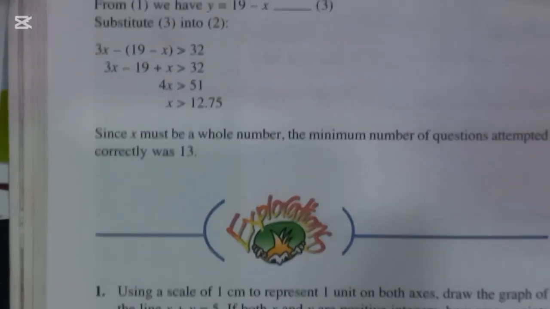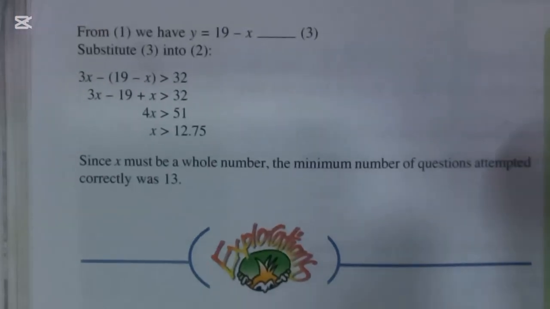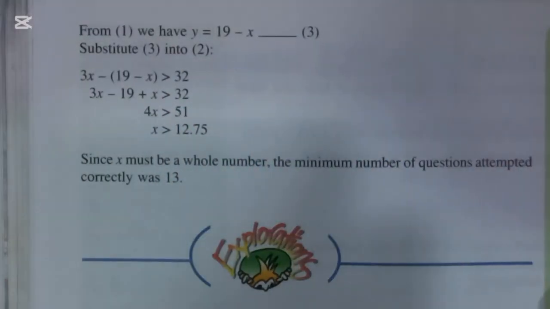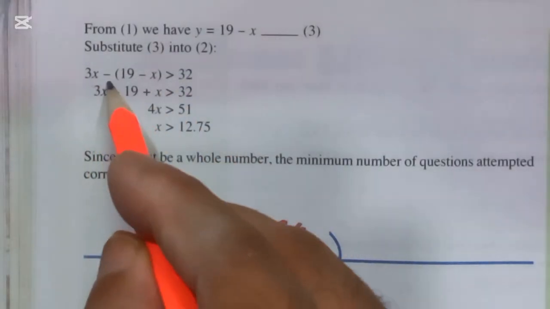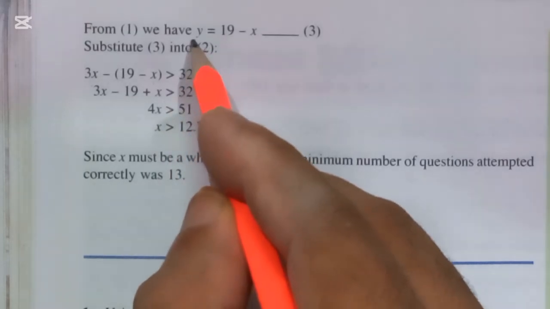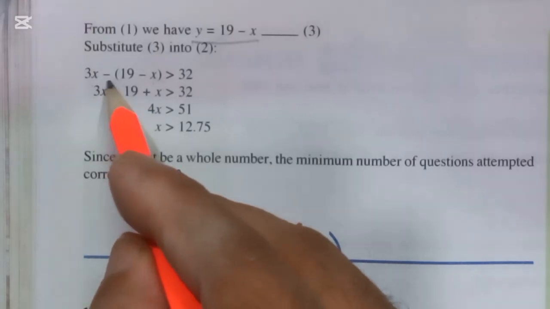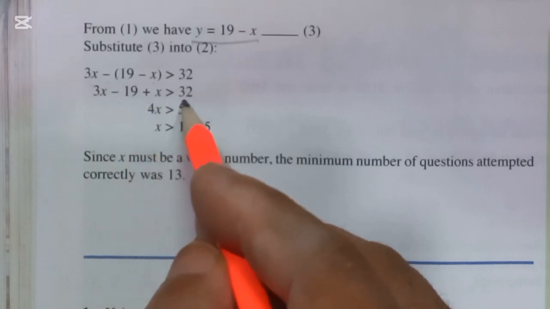So look now, here at the top you can see from 1 we have y equal to 19 minus x, and we are going to put this value of y into the other equation. So 3x minus (19 minus x) greater than 32. We have put from equation number 1 into equation number 2. From here, this minus sign will change the signs inside the bracket. So 3x minus 19 plus x greater than 32.